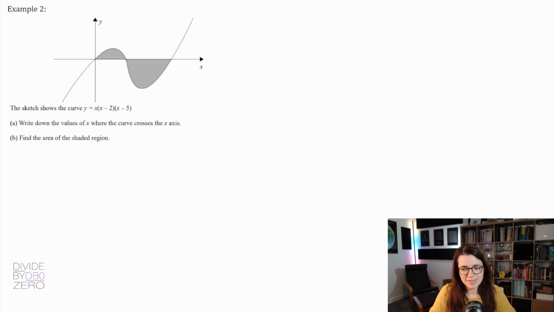Example 2, the sketch shows the curve y equals x(x minus 2)(x minus 5). Part A, write down the values of x where the curve crosses the x-axis. For this part, we want to consider when y equals 0, because that's when the curve would cross the x-axis. It's crossing at 3 separate places there. And if we look at the equation of the curve, we can see that y would be 0 if x was 0, 2, or 5. And those are the 3 places where the curve crosses the x-axis.